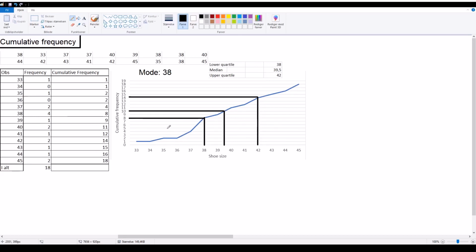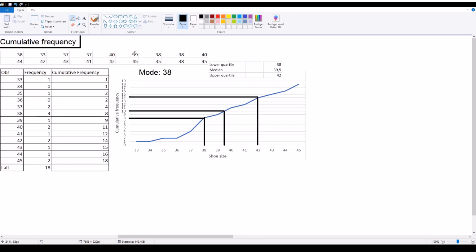One thing you can do again here is take the lower quartile, which has been calculated to be 38, the median, which has been calculated to be 39.5, and the upper quartile, which has been calculated to be 42. And what you can do is draw them onto your graph here. So this here would be the lower quartile, this here would be the median, and this here would be the upper quartile.